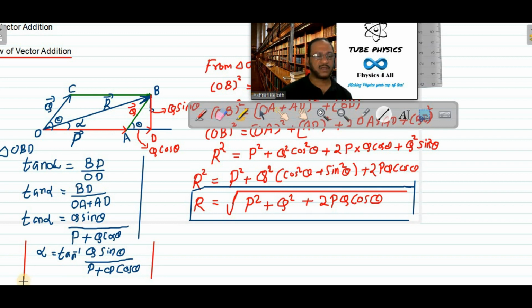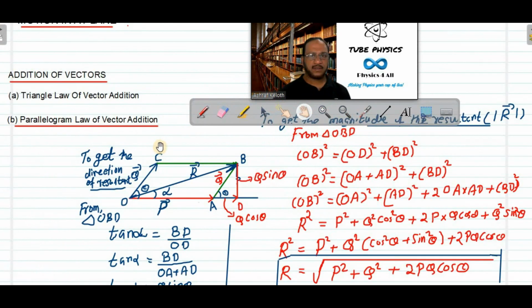Remember, direction is obtained from the angle alpha, that is tan inverse of Q sin theta divided by P plus Q cos theta, and magnitude is obtained from R equal to root of P square plus Q square plus 2PQ cos theta. This much derivation will come for 3 marks, including the statement of the law. It is not finished. We will continue the discussion in the next class. We have to discuss the special cases of this one.